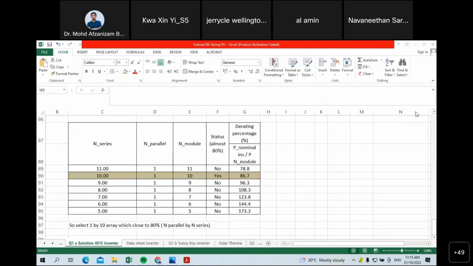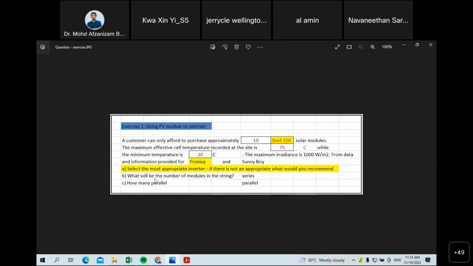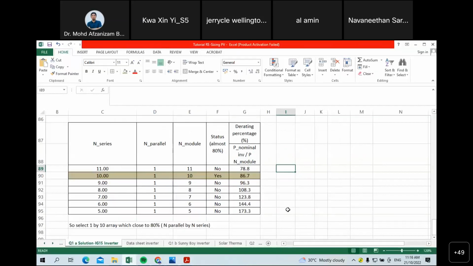Okay. So yes, since we conclude the selected 1 times 10 array is close to 80%, let's answer questions B and C: we know the number of strings is in the range of 5 to 11, and the number of parallel is 1. And for the optimum configuration of the array, it is 1 times 10, a 1 by 10 array.